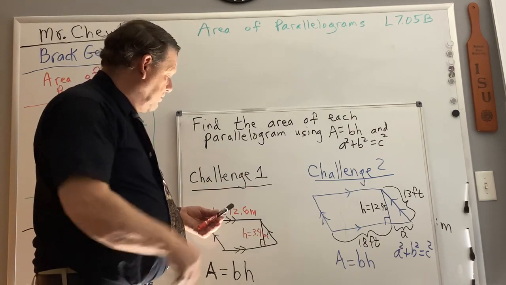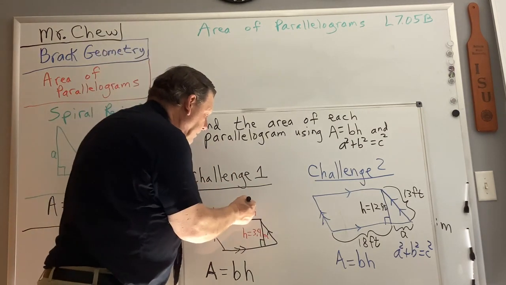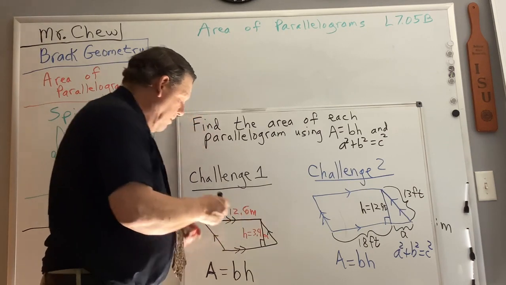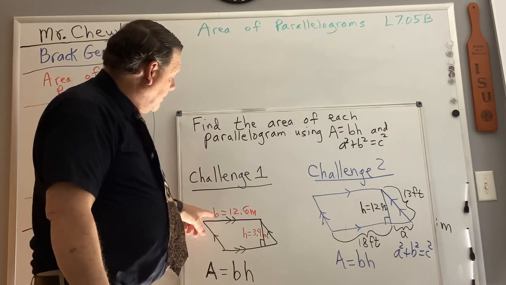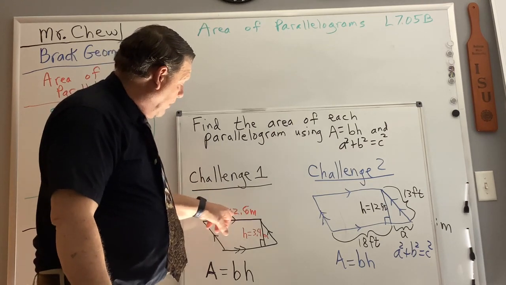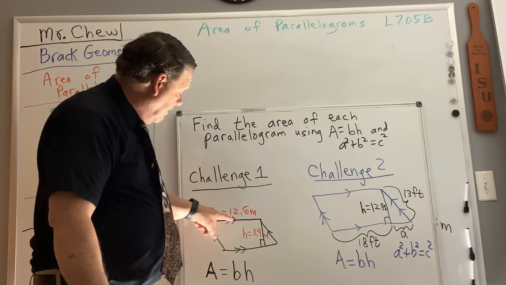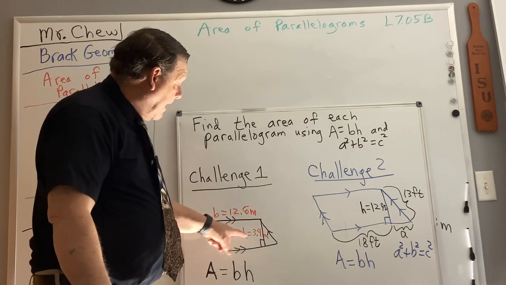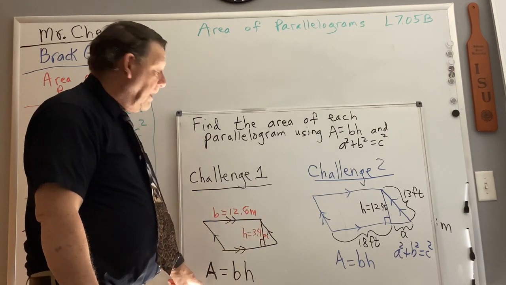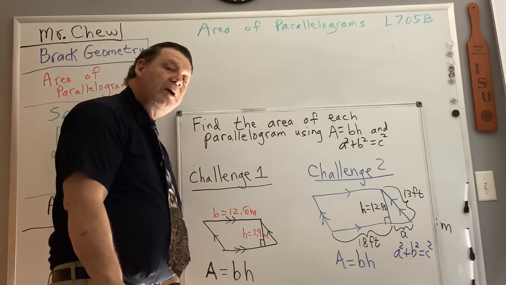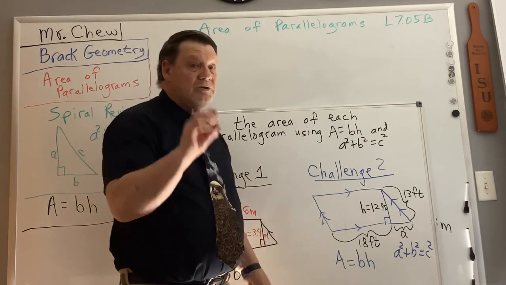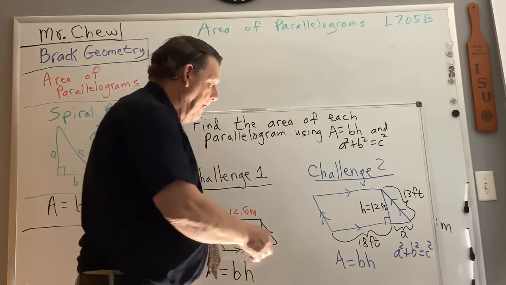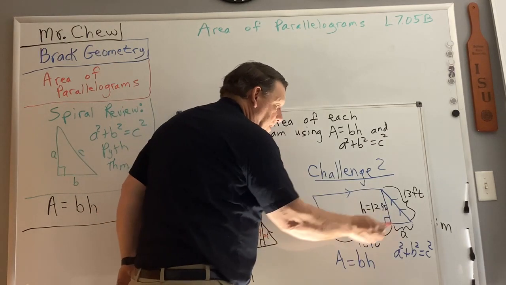Make sure you use a calculator if you struggle a little bit with decimals. I've got the base is 12.6 meters, and you see opposite sides are parallel. My height is 3.4 meters. Plug it in, and always use the correct unit of measure too. Challenge 2, this one's a little bit different than the other one. I know from here to here, it's 18 feet.